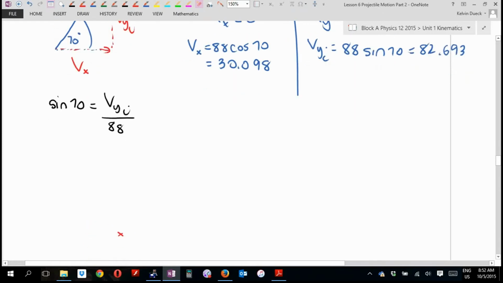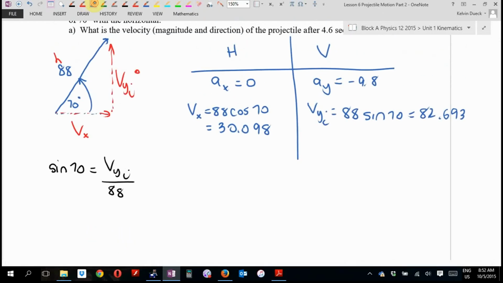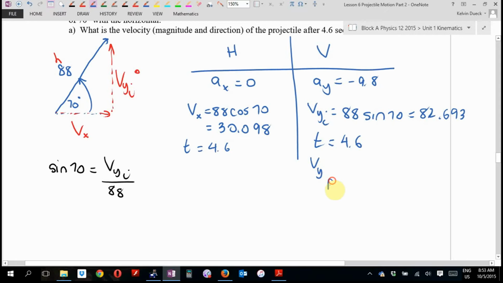I'm planning my attack, and I'm going to say, you know what? Time for both of these is 4.6 seconds. And I'd like to find Vy final. And by final, what I really mean is at 4.6 seconds. Because you could argue, isn't final when it hits the ground? Yeah, but we're not interested in that right now. I'm looking for an equation that has V final.